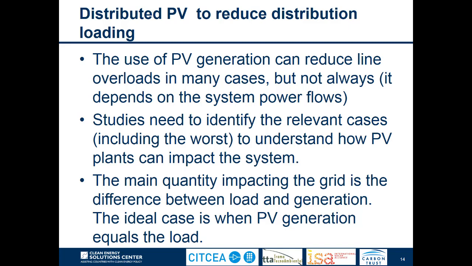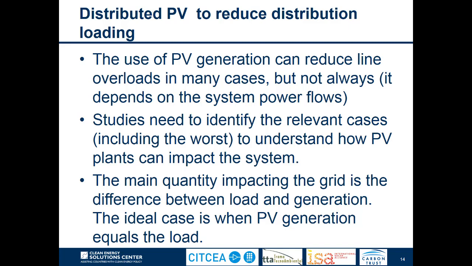The use of PV generation can reduce line overloads in many cases, but not always. It depends on the system power flows. Studies are needed to identify the relevant cases, including the worst cases, in order to understand how PV plants can impact the system operation. The main quantity impacting the grid is the difference between load and generation. So the ideal case is when the PV generation equals the load.